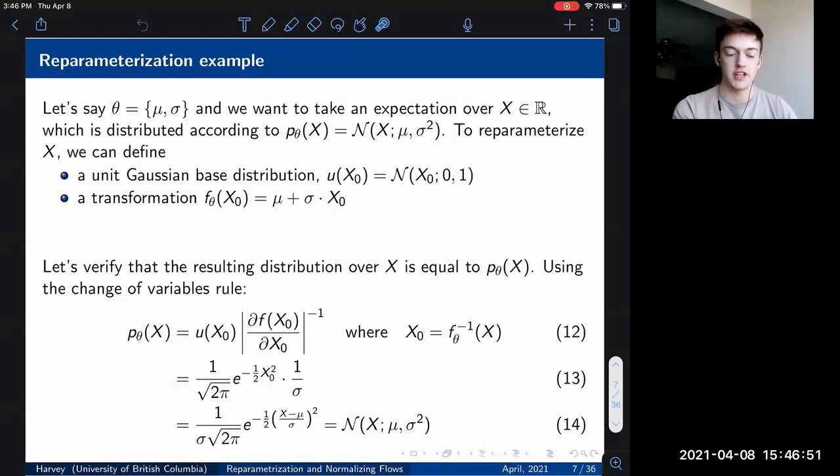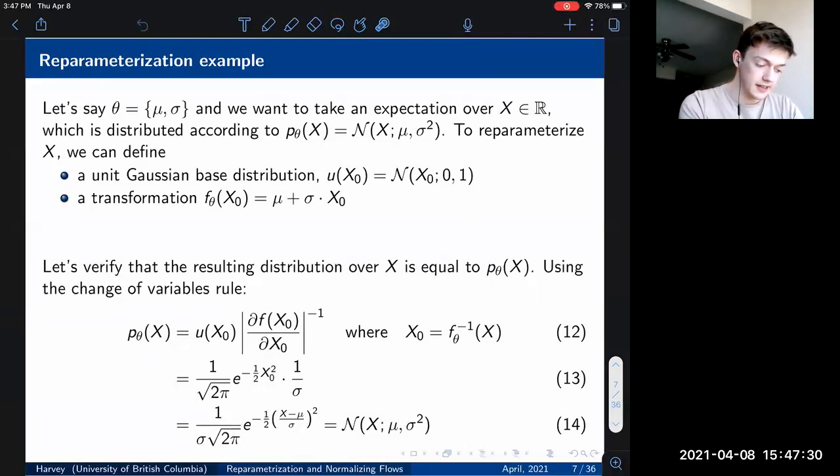So we can check this with the change of variables rule. Here we just write out the change of variables rule. So we have p theta of x is u of x0 times, this is the term that, in the change of variables rule in the most general case, is the determinant of the Jacobian. This is just a one-dimensional example we're looking at. And so the Jacobian is just this 1-by-1 matrix, where this is the only element, and this element is the determinant of that 1-by-1 matrix.